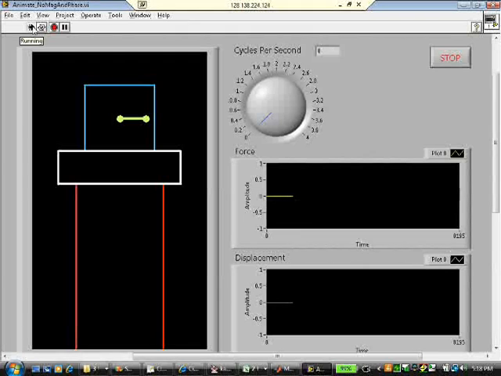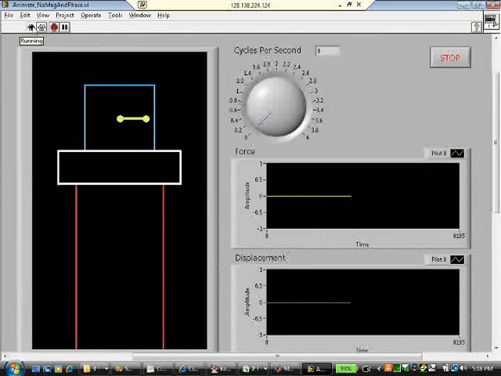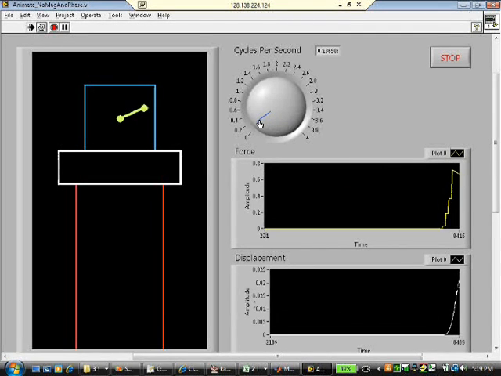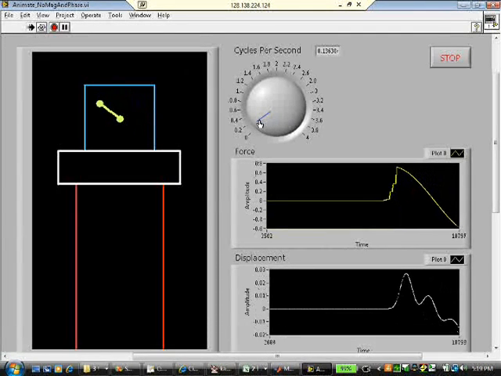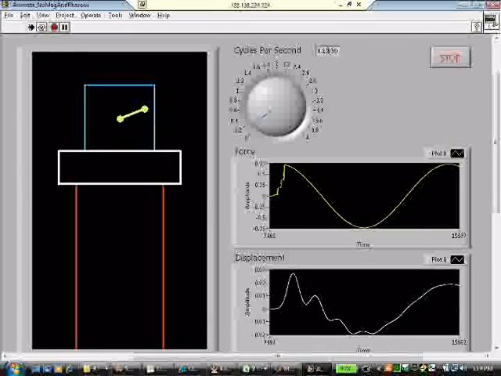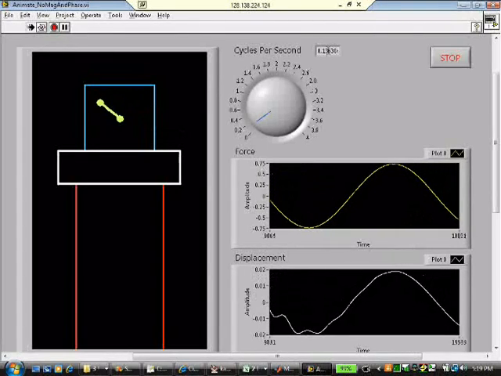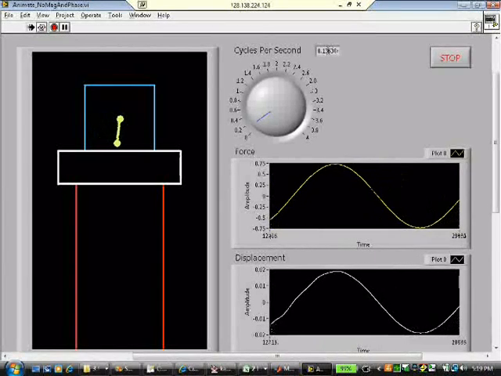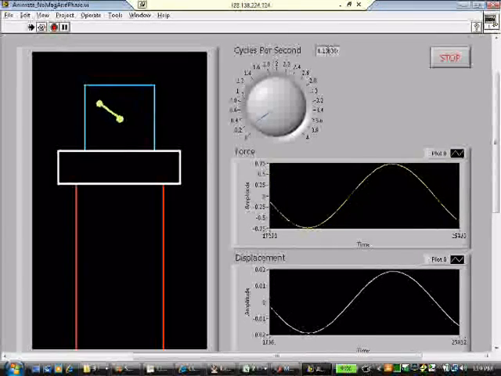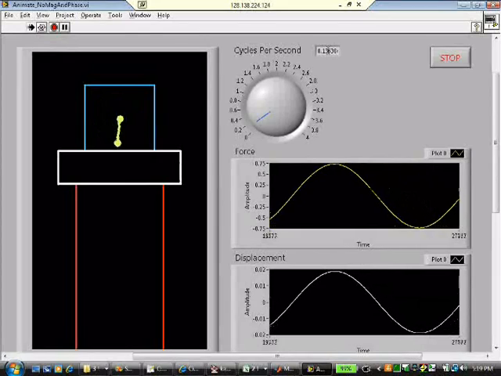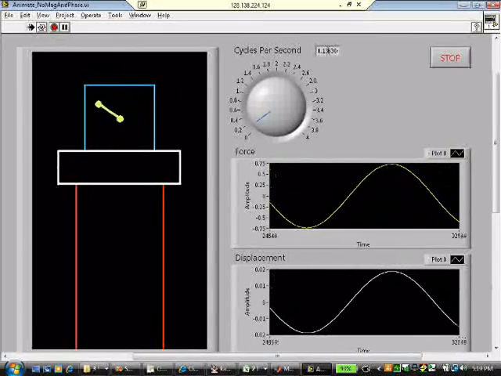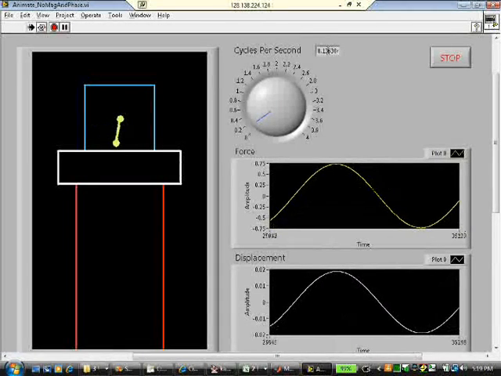Right now I'm not spinning the motor, so nothing's happening. Now I'm going to start spinning it slowly, like that. It's making about 0.13 cycles per second. As soon as I touched it, you saw that it did some wiggly stuff, and then it settled down to a sinusoidal motion. So let's write down some observations.